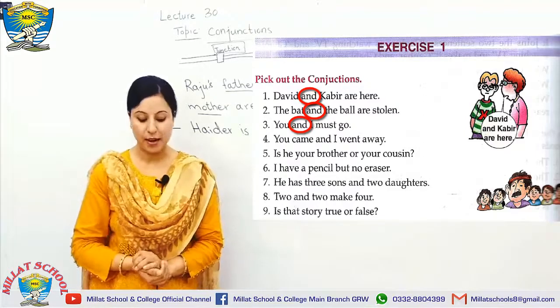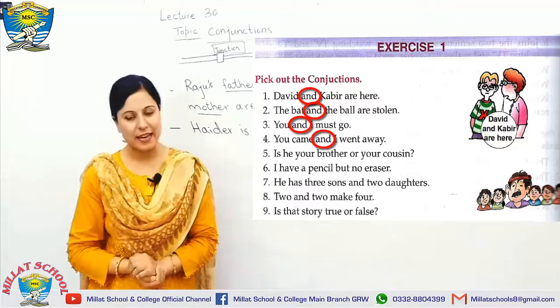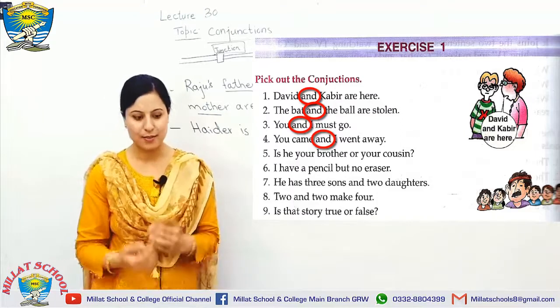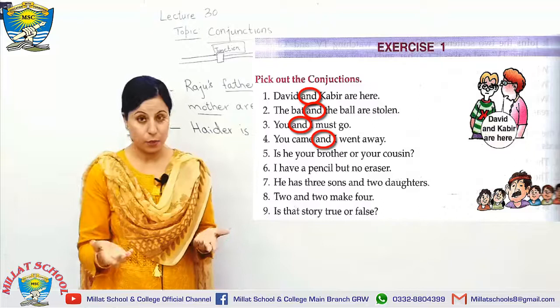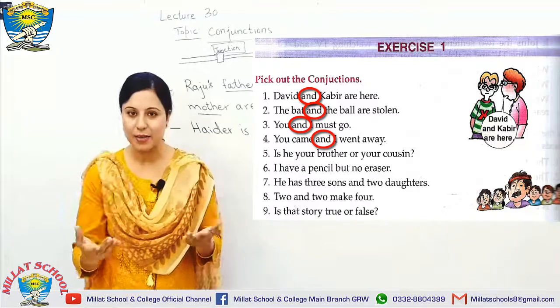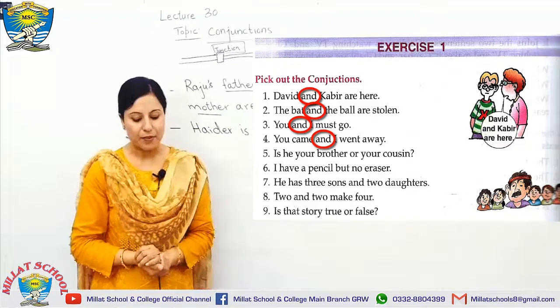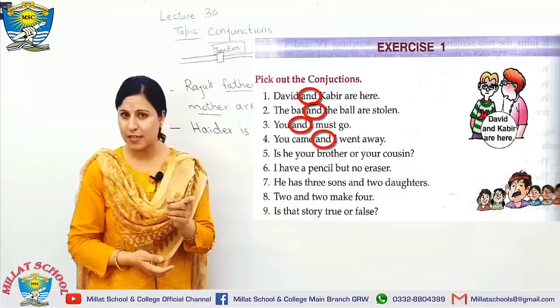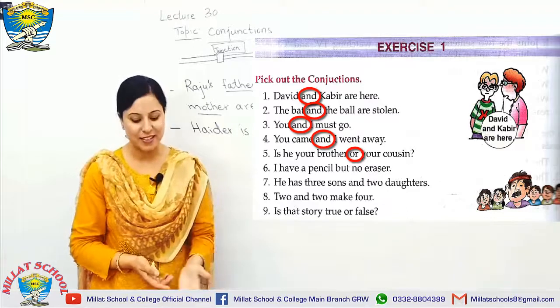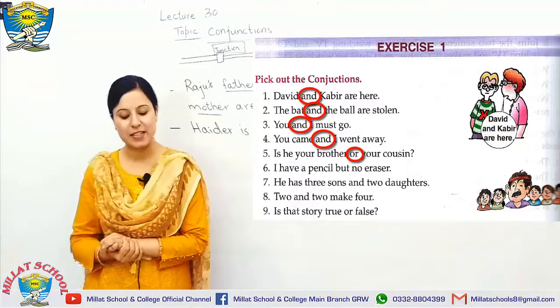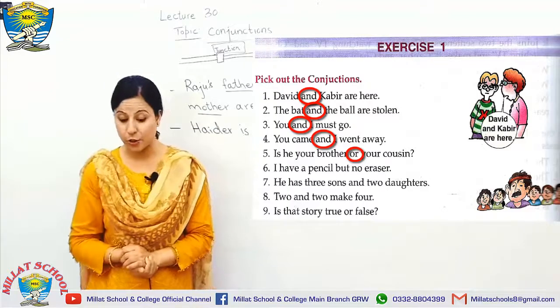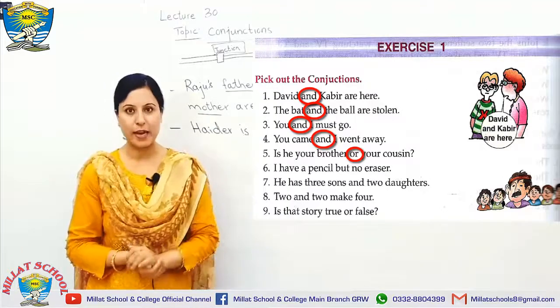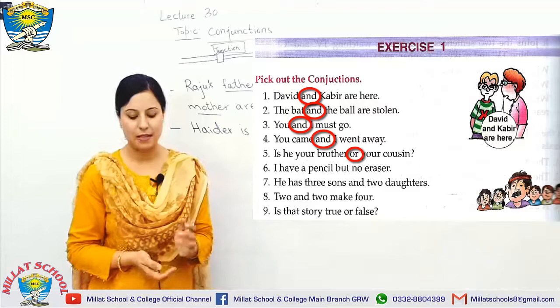Number 4. You came and I went away. And joins two different situations. I came. You came and I went away. Number 5. Is he your brother or your cousin? Or is your conjunction. Please complete the rest of the sentences on your own by joining words. Don't forget that joining words and sentences are your conjunctions.